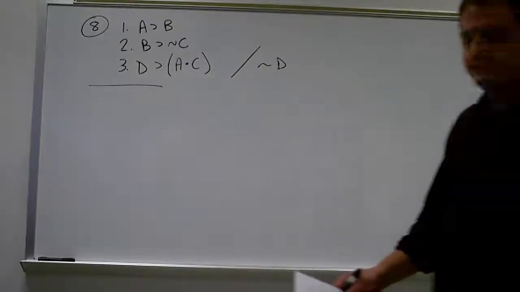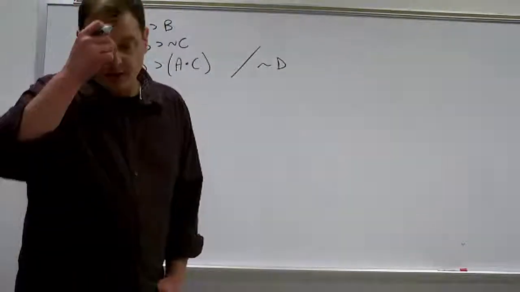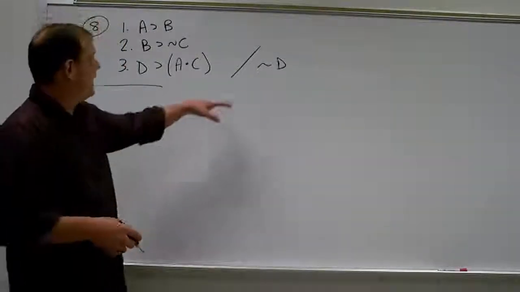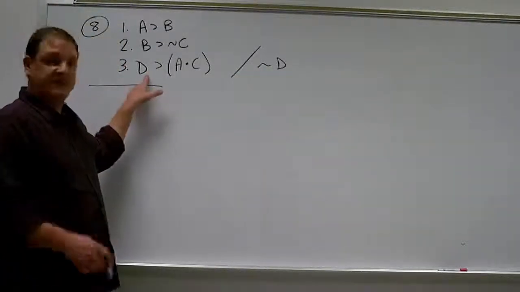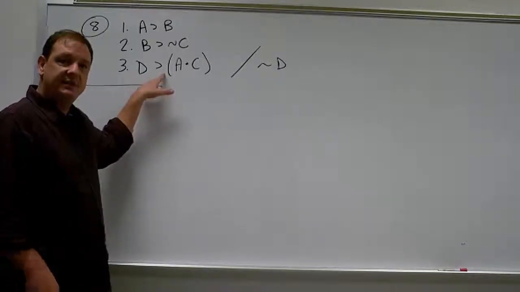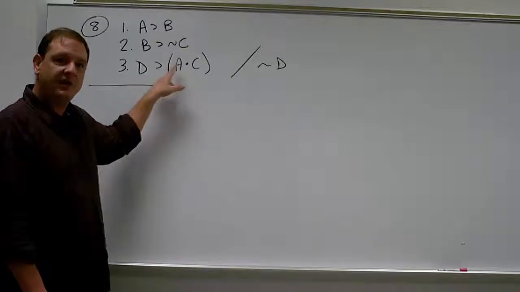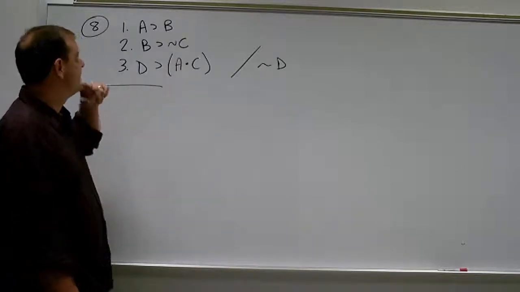All right, moving along. Number 8. This one might be a little rougher. I know that we can get not D, and here it is. It's the antecedent of an if-then statement, so by modus tollens, if I can prove that the consequent is false, I can conclude the antecedent is false.